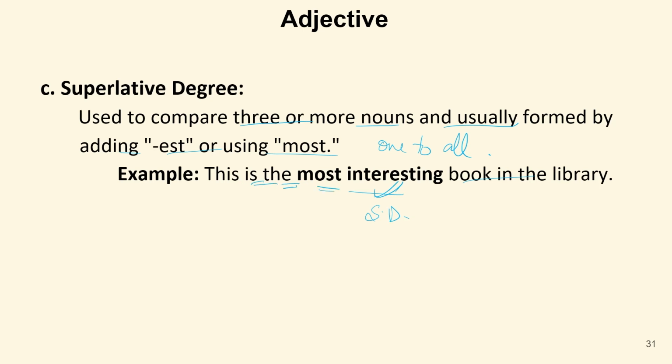Now again, simple. Whenever we have an adjective, we have to check the number of syllables in it. If there is only one syllable, we use er or est to convert the word into comparative and superlative respectively. But if it has more than one syllable, we use more and most to convert the word into comparative and superlative respectively.